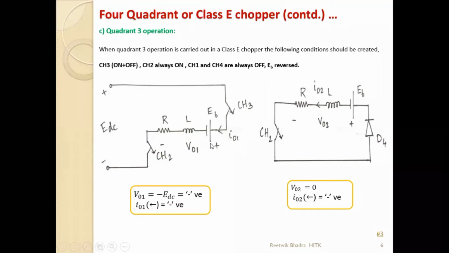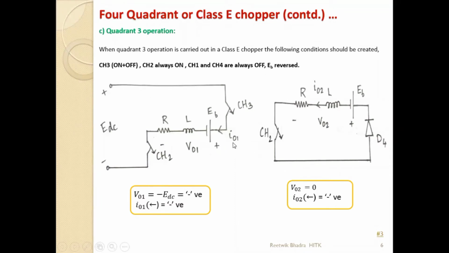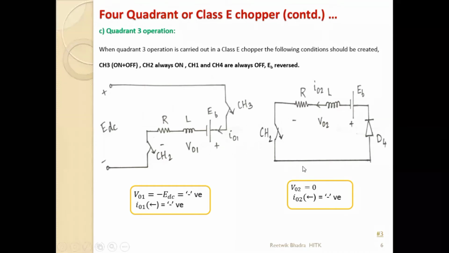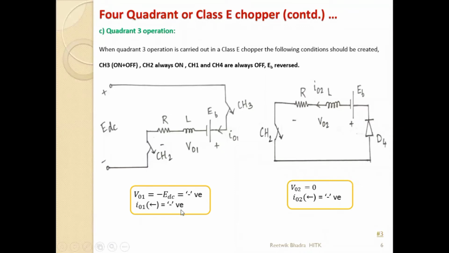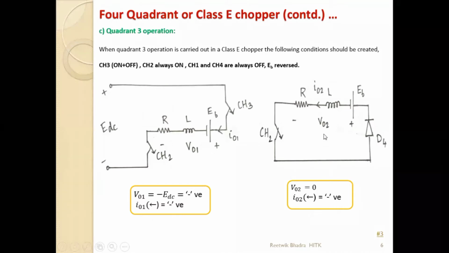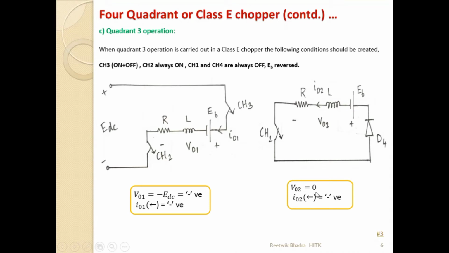Inductor is charged in this direction. Next inductor will discharge. Current direction will be the same. So I02 direction is same. Now where will it discharge? CH2 is always on. So CH2 remains in the circuit. So this current has to complete this path through D4 as discussed. So I02 and I01 direction same, negative. What will be V02? VD4 plus VCH2, which is nothing but 0.